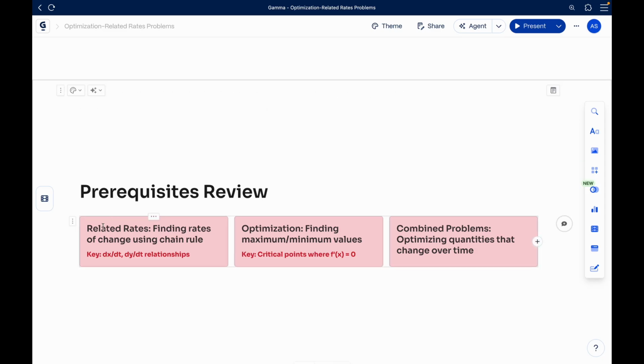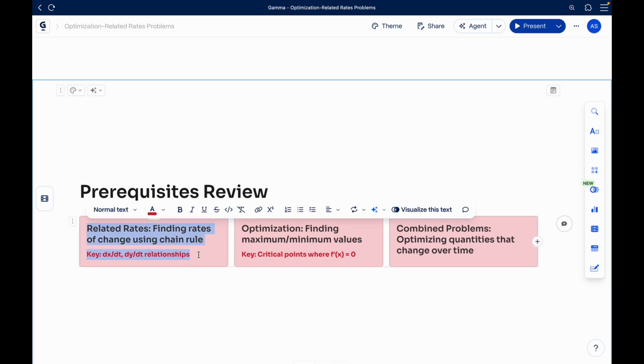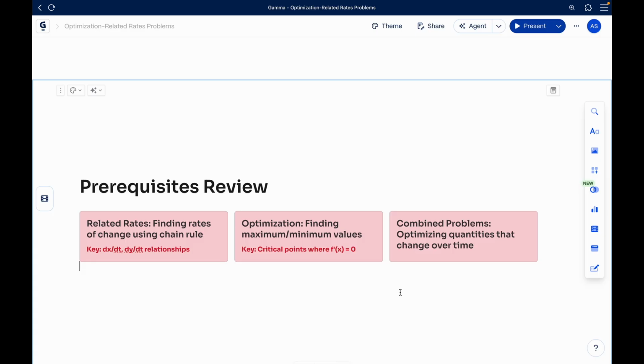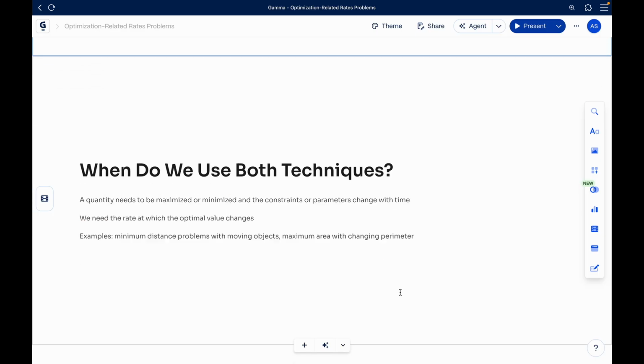The prerequisites that we need are, first, related rates. We need to know what that is. I covered that in a previous video. And we need to know what optimization is. I also covered that in a previous video. So what we're going to be doing is combining these two by optimizing quantities that change over time.